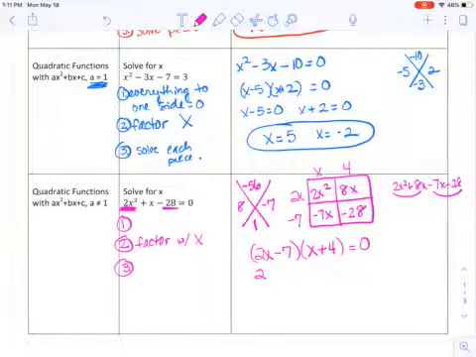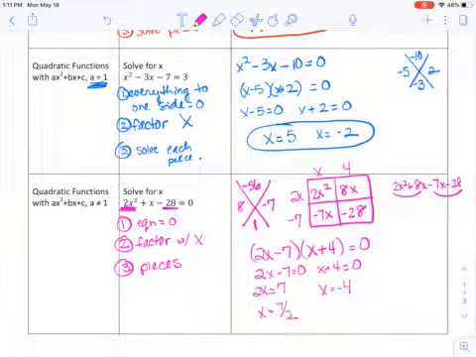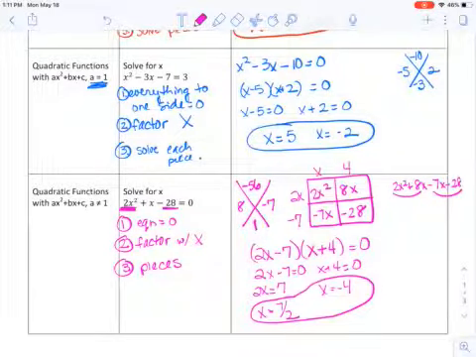And then again, solve the pieces. So our equation equals 0. Okay, 2x minus 7 is 0. x plus 4 is 0. So x is negative 4, or 2x is 7, which means x is 7 over 2. I don't care if you write it as 7 over 2, if you write 3.5, whatever makes you happy on that.